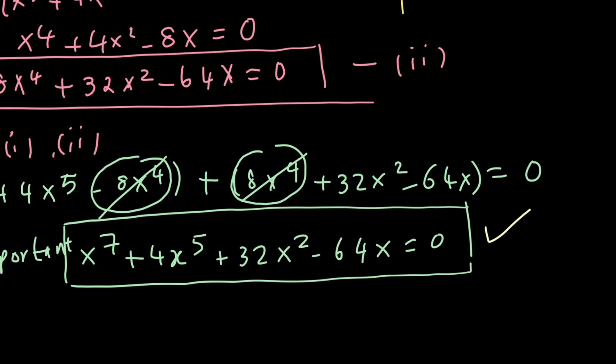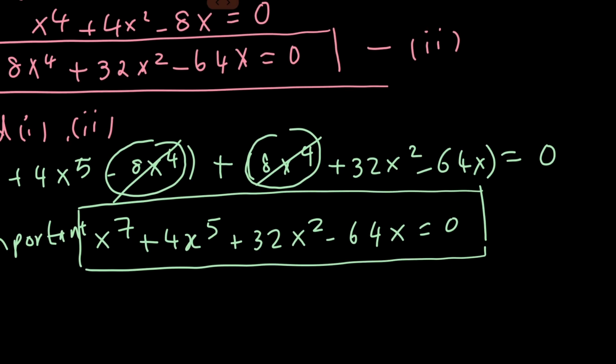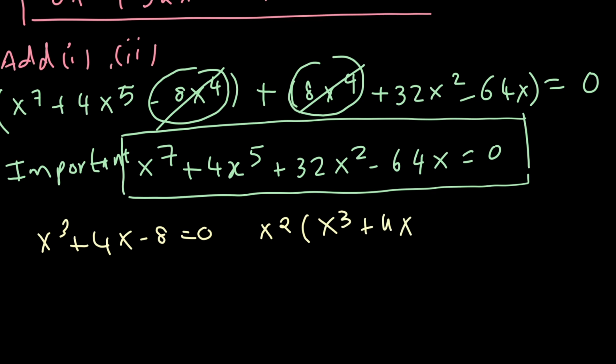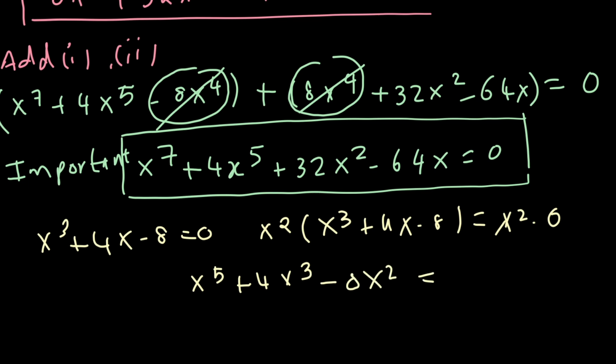And we need to solve this thing further. So for that I will take the first equation again, that was x cubed plus 4x minus 8 equals 0. So the first thing that I will do is multiply x square on both sides. So x square multiplied with x cube plus 4x minus 8 equals x square multiplied with 0. So this thing will finally give me x to the power 5 plus 4x cube minus 8x square equals 0. X square into 0 becomes 0. Okay. So this is the third equation we have got.